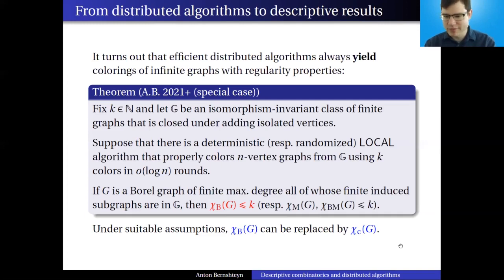So in short, deterministic algorithms running in little o of log n rounds give you Borel or even continuous colorings, and randomized algorithms give you measurable and Baire measurable colorings. That's the summary of this result.